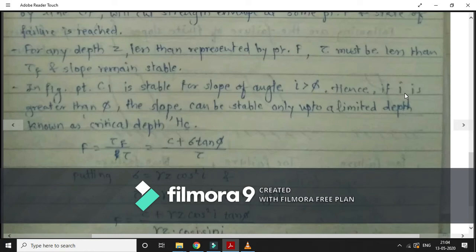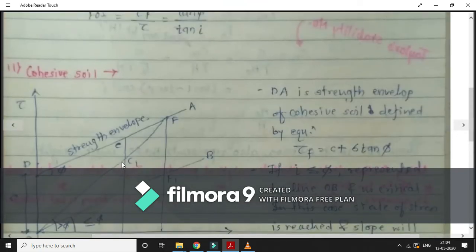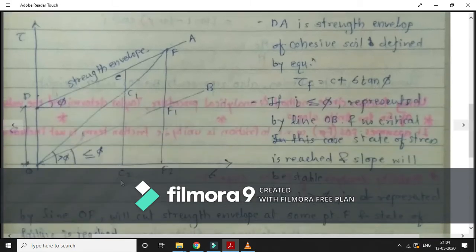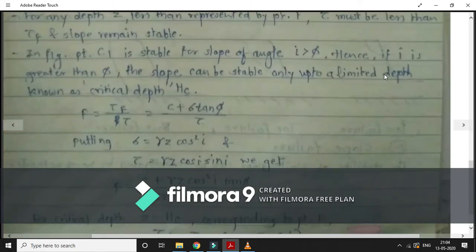Hence, let's see here, so this is the point C, you can see. At this point tau F is greater than tau, so this slope is stable. So we can say the C2 point, whatever the stress is developed, is safe for this particular angle. Okay. So for this we are going to derive a relation. Hence, if i is greater than phi, the slope can be stable only up to a limited depth known as the critical depth. So I can write the equation, factor of safety is tau F divided by tau.